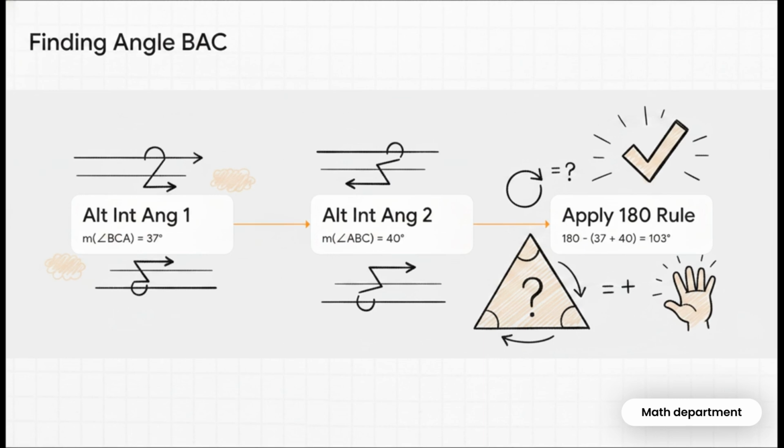Now we know two angles inside the triangle are 37 and 40. By Rule 1, all three must equal 180. 37 plus 40 is 77. 180 minus 77 gives us exactly 103 degrees for angle BAC. Give yourself a massive pat on the back if you nailed that logic flow.